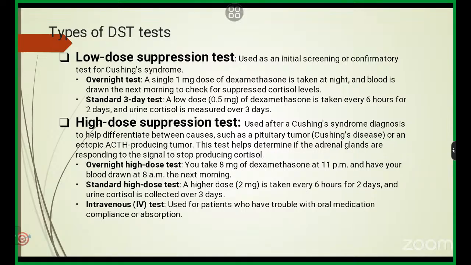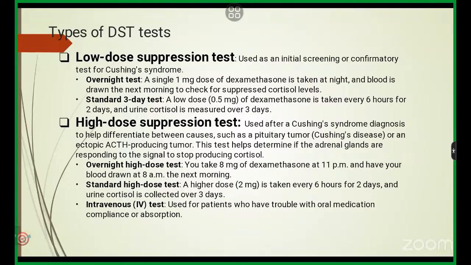Types of dexamethasone suppression tests: we have low dose and high dose. Low dose is usually used in initial screening or confirming tests for Cushing syndrome. For the overnight test, a single 1 milligram dose is given, and the blood is drawn the next morning to check whether the cortisols were suppressed. There is also the standard 3-day test, whereby we give a low dose of 0.5 milligrams of dexamethasone, taken every 6 hours for 2 days, and urine cortisol is measured after 3 days. So there are two low dose tests: the overnight test and the standard 3-day test.